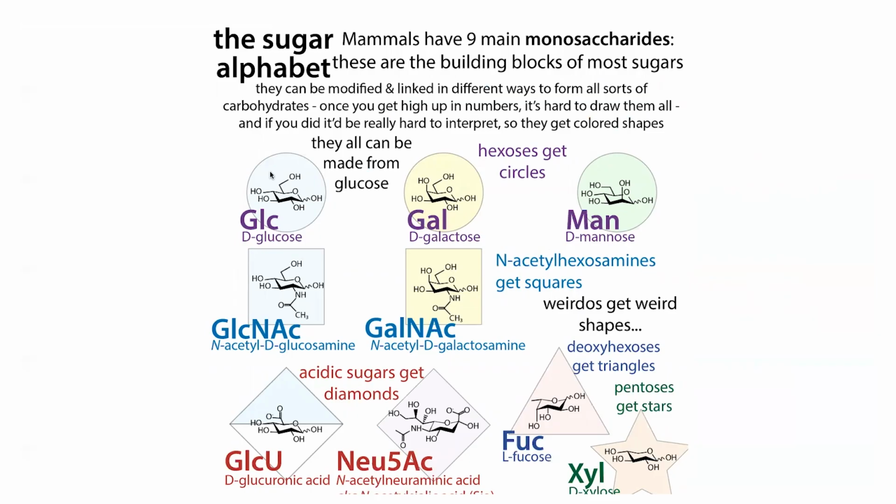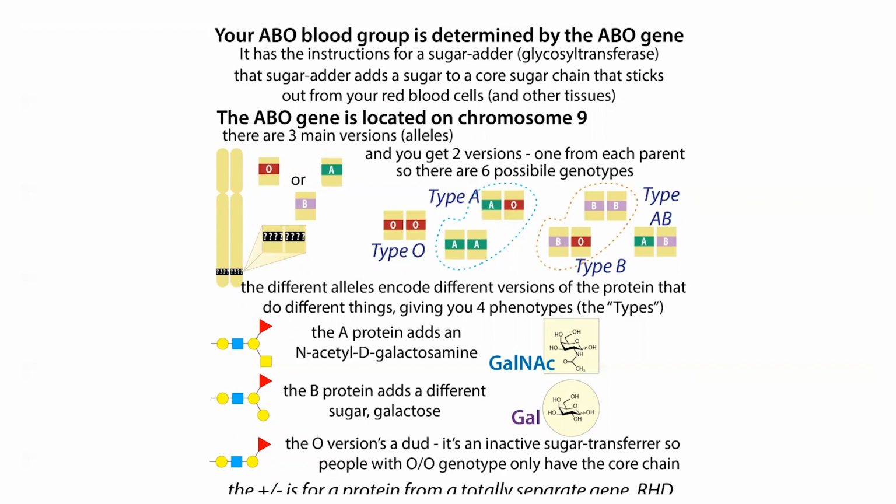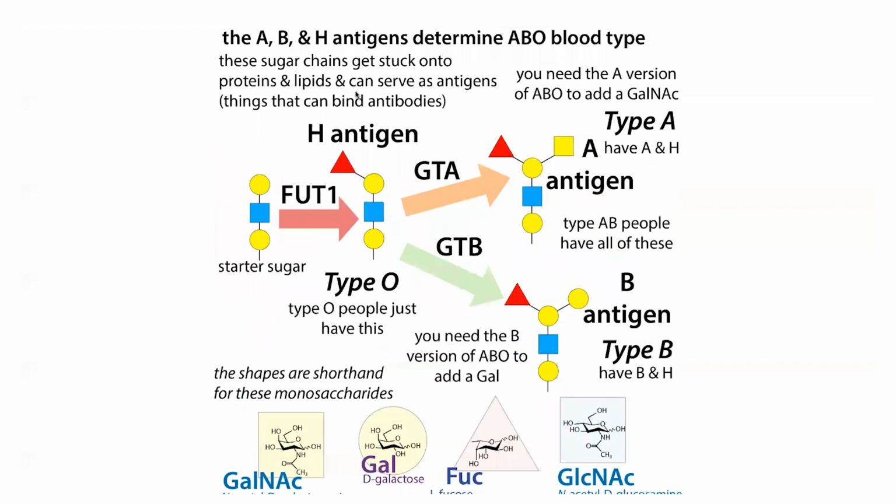So while we're on the topic of glycosyl transferases, let's talk about how these different monosaccharides can actually get linked up and why this can matter. One example is your ABO blood type. So whether you're type A, type B, type AB, or type O, this is dictated by which glycosyl transferases you have, so which sugar adders you have. If you have different sugar adders, you add different sugars in different ways, and this makes you have different sugar chains. Why this matters is that these sugar chains get stuck onto proteins and lipids, and they can serve as antigens, or things that bind antibodies.